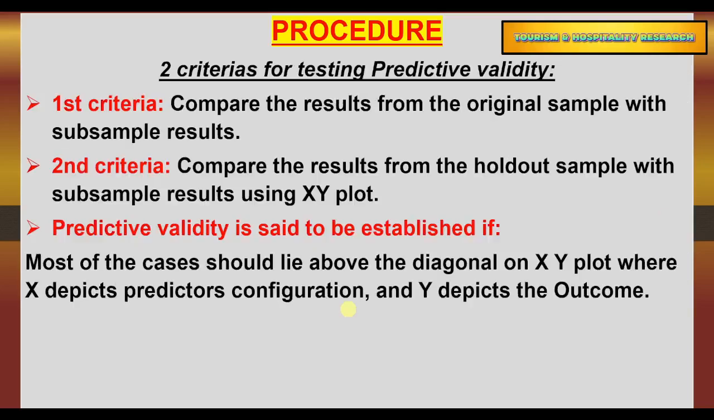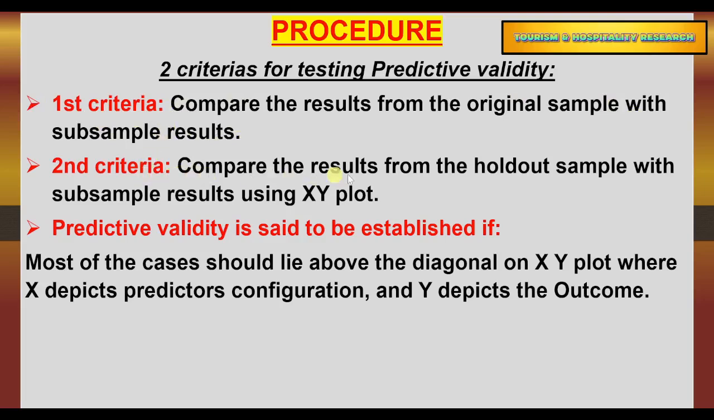Next, you first need to compare the results from the original sample with the subsample results. That is, compare the consistency and the coverage which you got from the truth table analysis of the original sample with the consistency and coverage of the subsample.